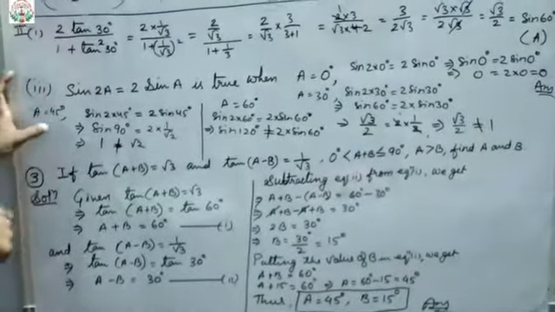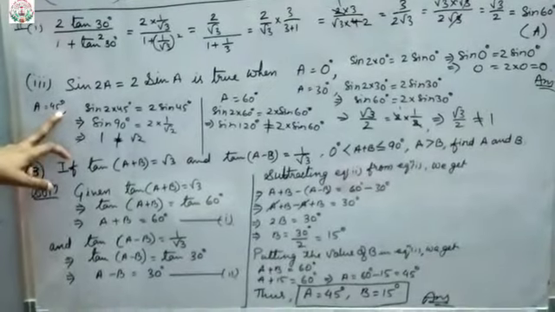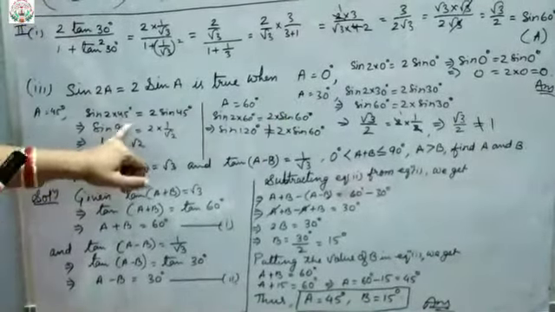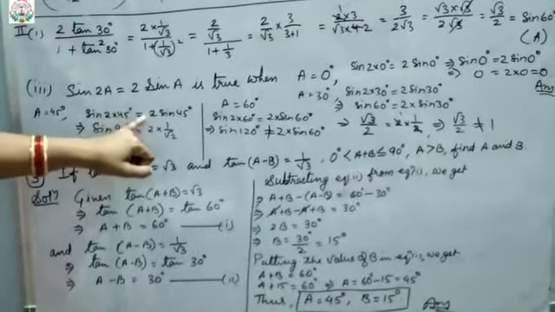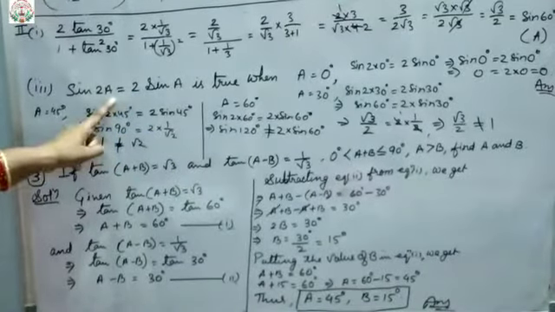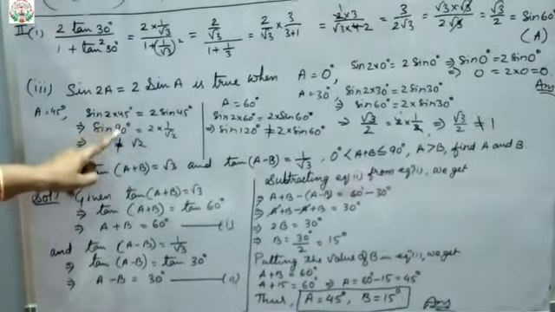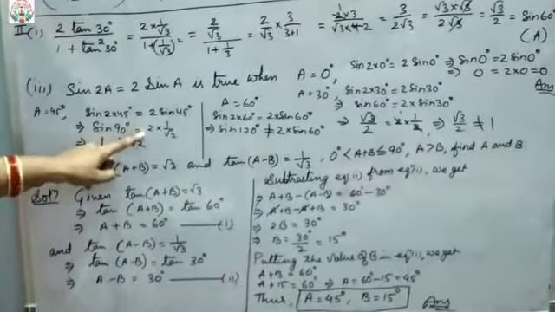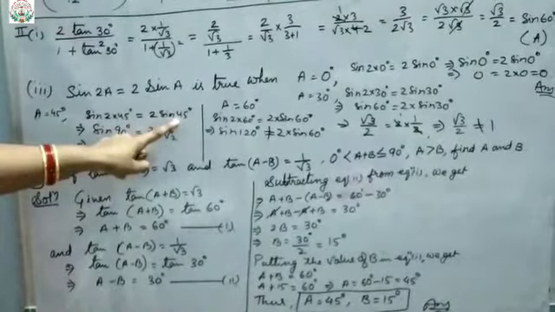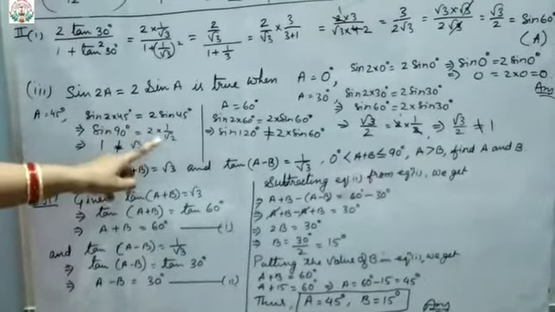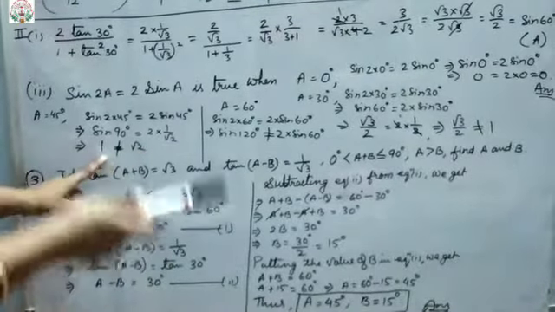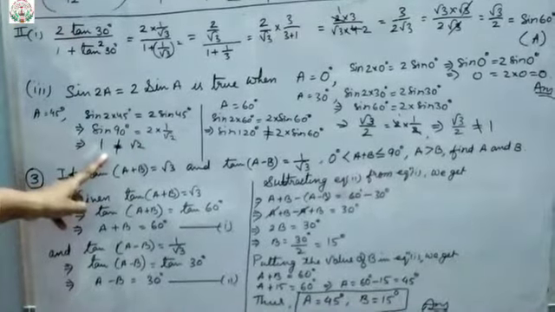Now check for the next value, that is a equals to 45. Okay, so now when we are putting a value as 45, what are we getting? Sine 2 into 45 equals to 2 sine 45 according to this particular equation. Now 2 into 45 will be 90. So sine 90 is equals to 2 into 1 upon root 2, because sine 45 is 1 upon root 2. So on simplification, what you will get in the right hand side is root 2, but left hand side sine 90 will be 1.